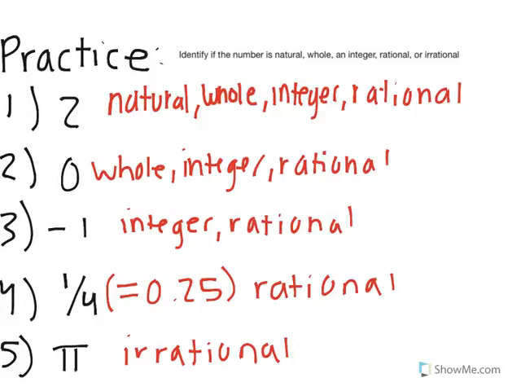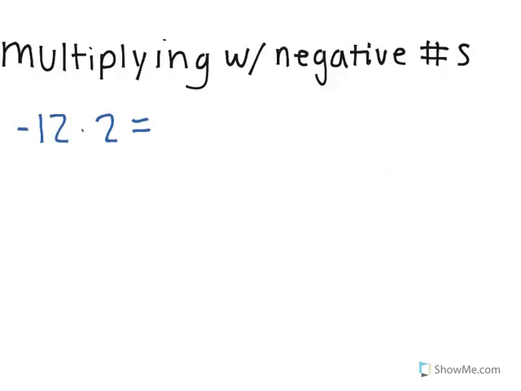Okay, so here are the answers. We got 2 is natural, whole, integer, and rational. 0 is whole, integer, rational. Negative 1 is just integer and rational. 1/4 is equal to 0.25, which is a terminating decimal, which means it is just rational. And pi, as we indicated in last slide, is a never-ending decimal that does not repeat in any pattern, so it is irrational. Okay, we're moving on to multiplying with negatives.